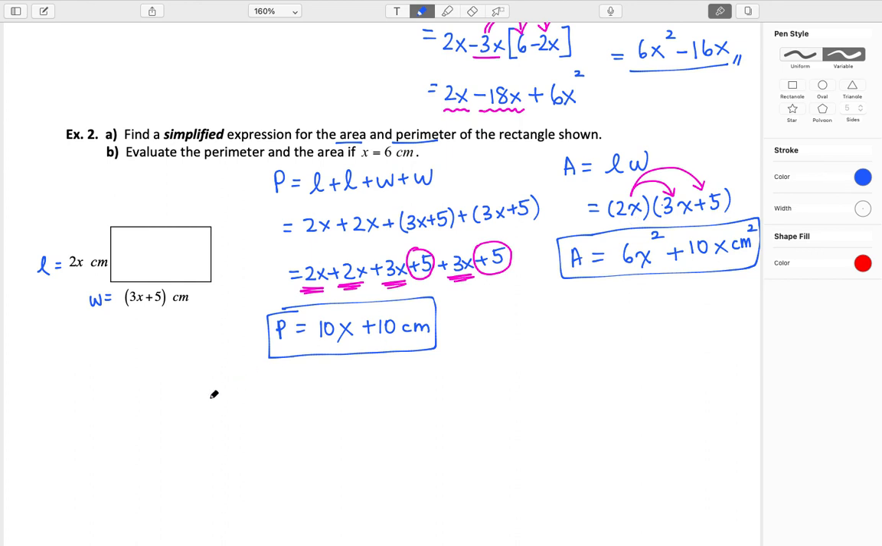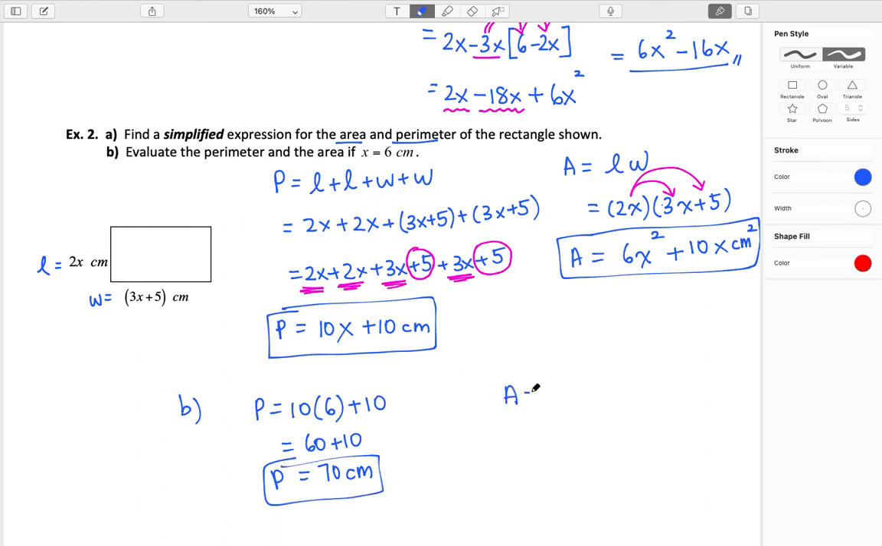Okay. Now, for part B, they want us to evaluate the perimeter and area if x is equal to 6. So all we need to do is plug in the value of x, which is 10 times 6 plus 10. So therefore, 60 plus 10. So the perimeter is 70 centimeter when x is 6 centimeter.